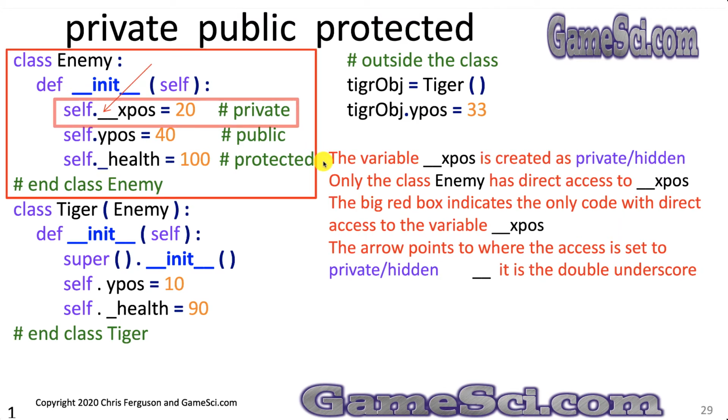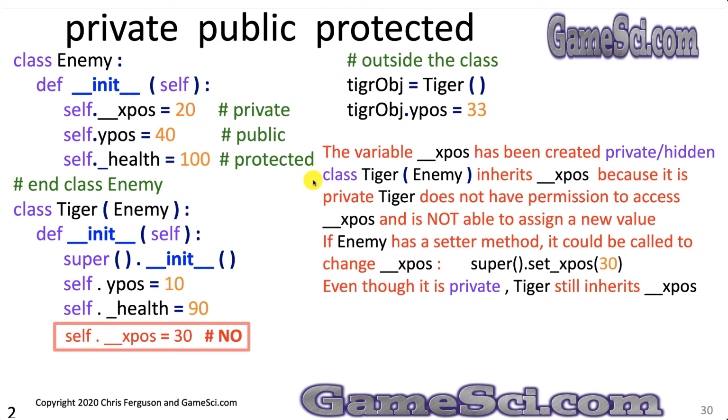The variable __xpos is created as a private or hidden variable because it starts with two underscores. That means only the class Enemy has direct access to __xpos. The big red box right here indicates the code with direct access to this variable. The arrow points to where that access is being set to private or hidden. It's the double underscore that makes it private or hidden. There it is right there. That means I cannot access this variable down here, and I cannot access this variable outside the class.